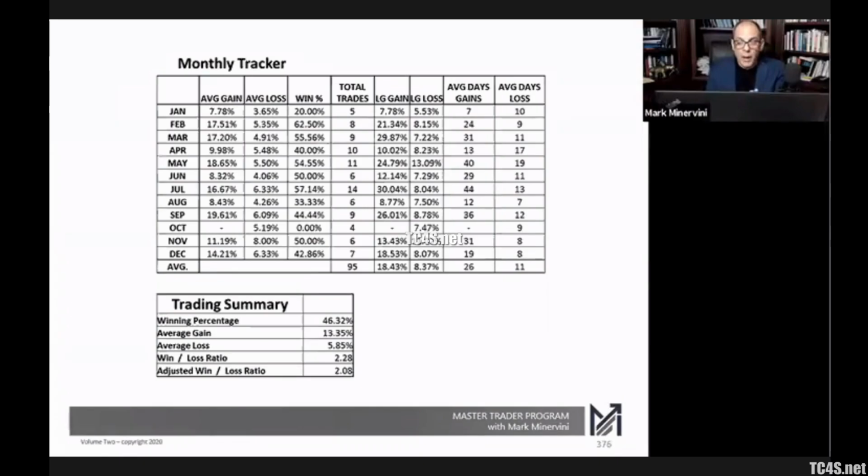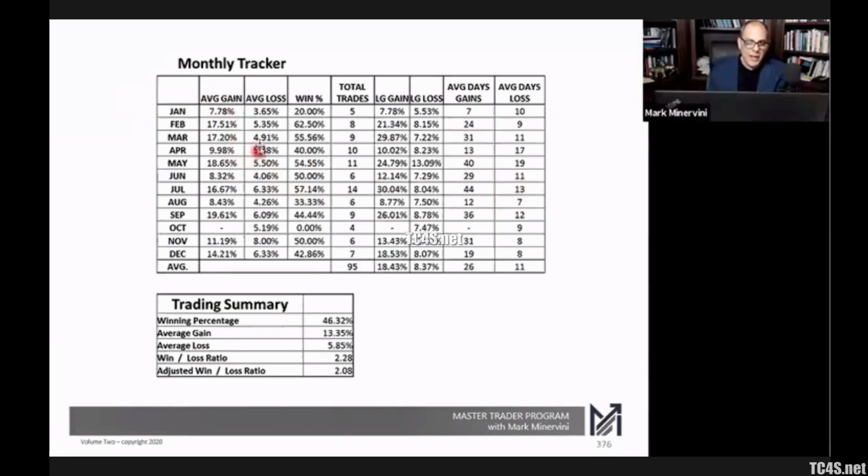But how I calculate it, and how I track it is on a monthly basis. And you can see here, this is just tracking average gain, average loss, largest gain, largest loss, average number of days held for the gains, and the days for the losses. These are your important numbers that you want to track. Let me explain each one of them.